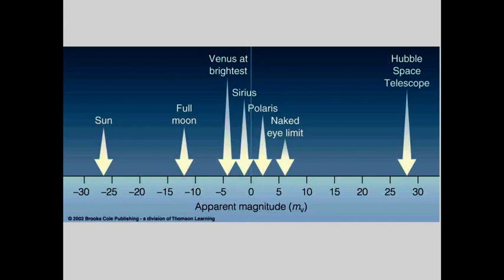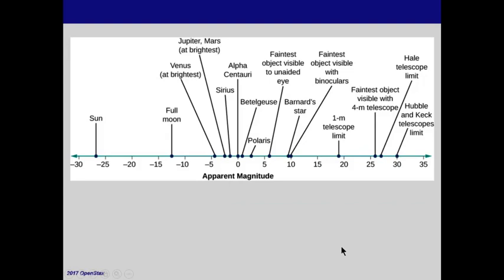So in this case, the sun is at about negative 26 apparent magnitude, the full moon right about negative 12, Venus at about negative 4, and then something like Vega is at about 0. And so you've kind of got all of these different magnitudes. And then here's a more detailed list of those magnitudes. So this one's from your book.